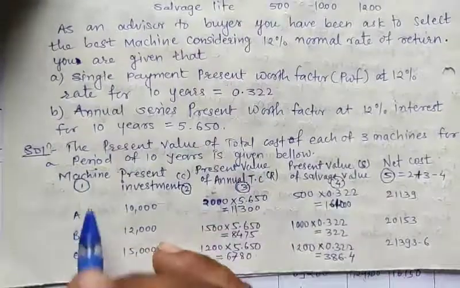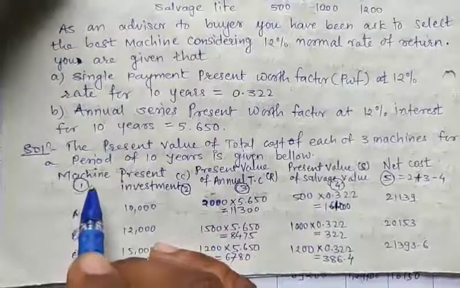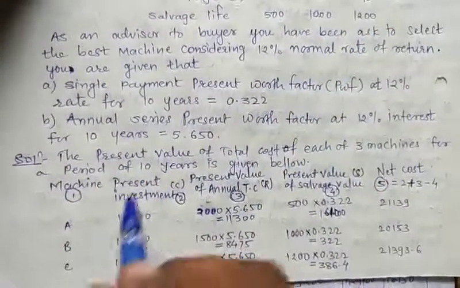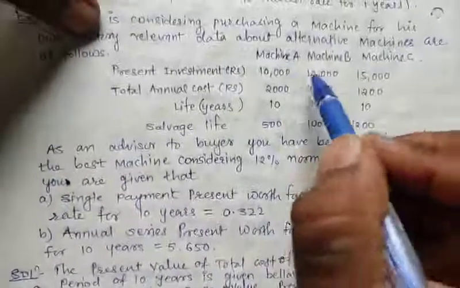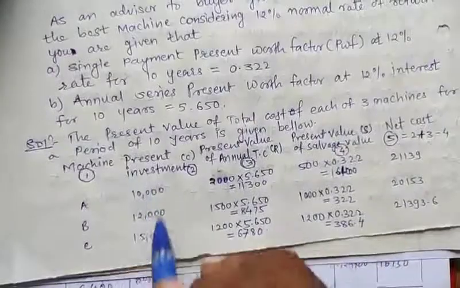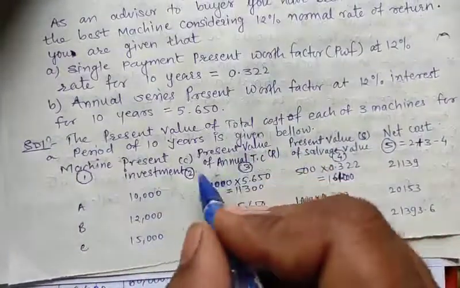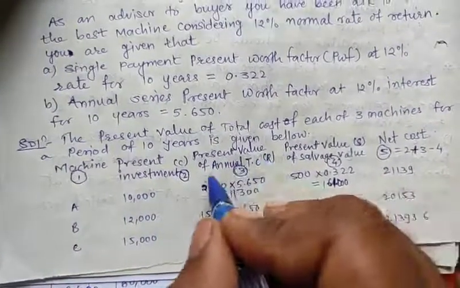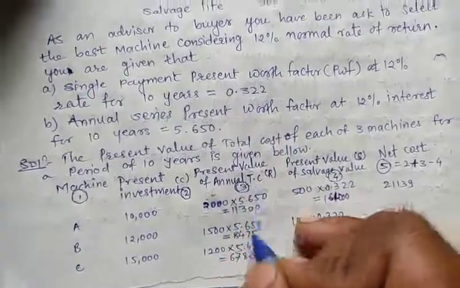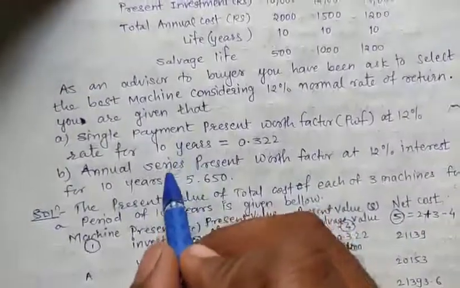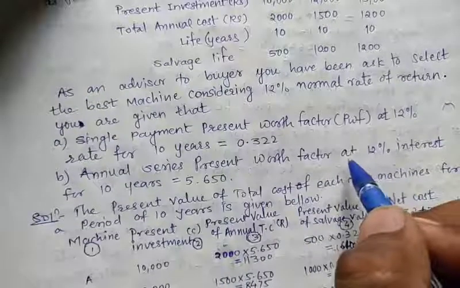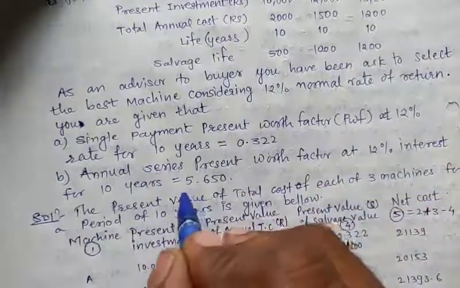Now for machines A, B and C, the present investment is 10,000, 12,000, 15,000. Okay, so this is the present investment. Now next we have to calculate the present value of annual total cost. So how to calculate this? Here we have given the annual series present worth factor at 12% interest for 10 years.